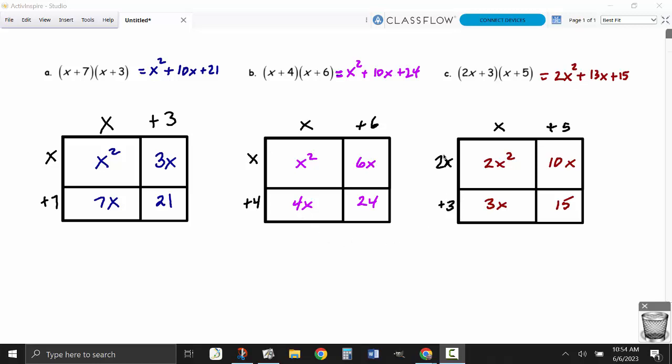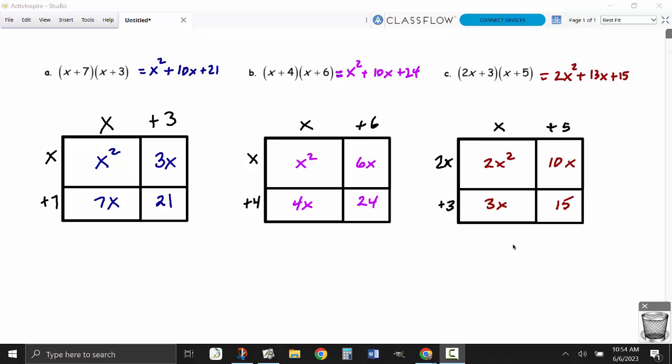It kind of falls apart, though, when it's not 1x by 1x. When it's 2x by x, this box doesn't match the outer number. 5 times 2x makes 10x. 3 times x does, because this was a 1x. You have to pay attention to the coefficients of all the x's because it affects what's happening inside the box.